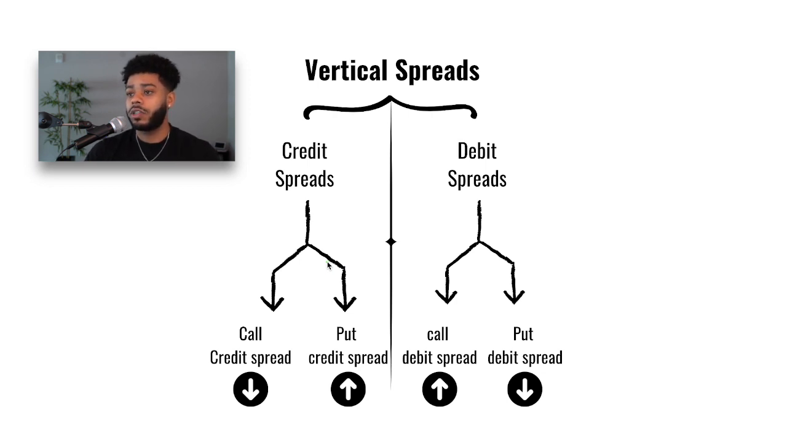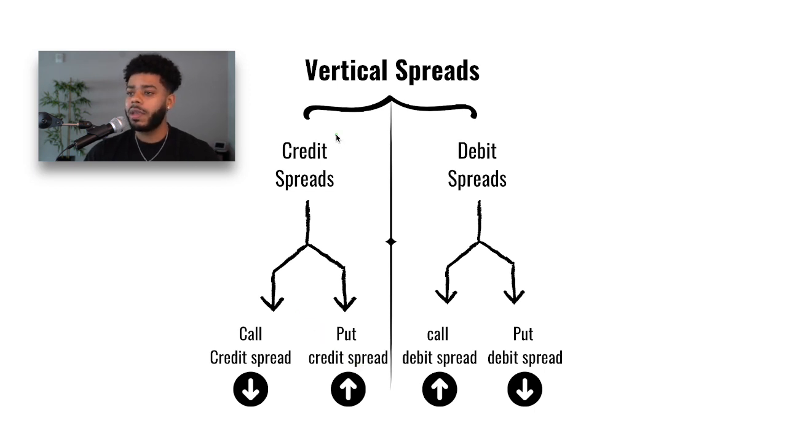And there's a lot of benefits to trading credit spreads: lower buying power, there's defined risk on the trade, there's a defined risk profit target. Let's break down credit spreads. There's two different types of credit spreads. There's call credit spreads and there are put credit spreads.